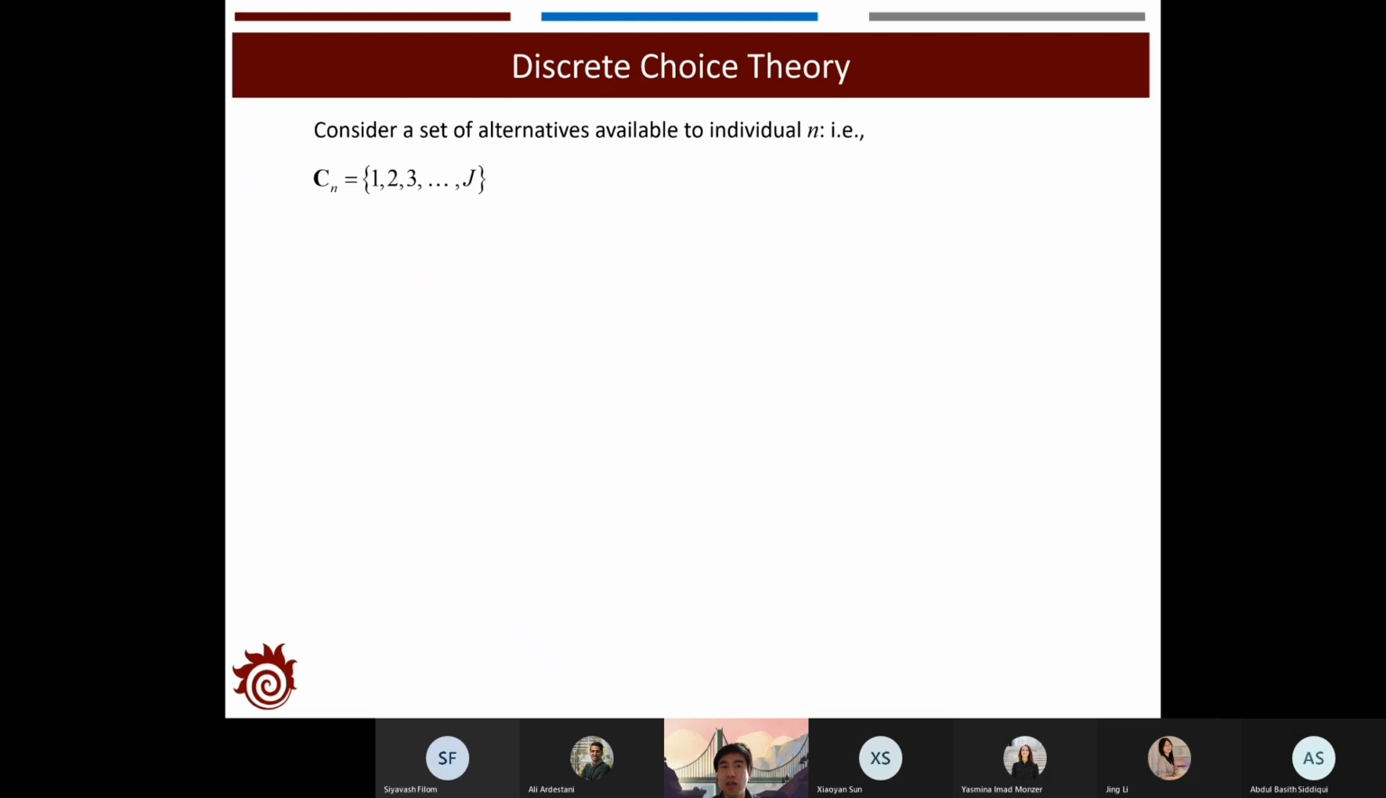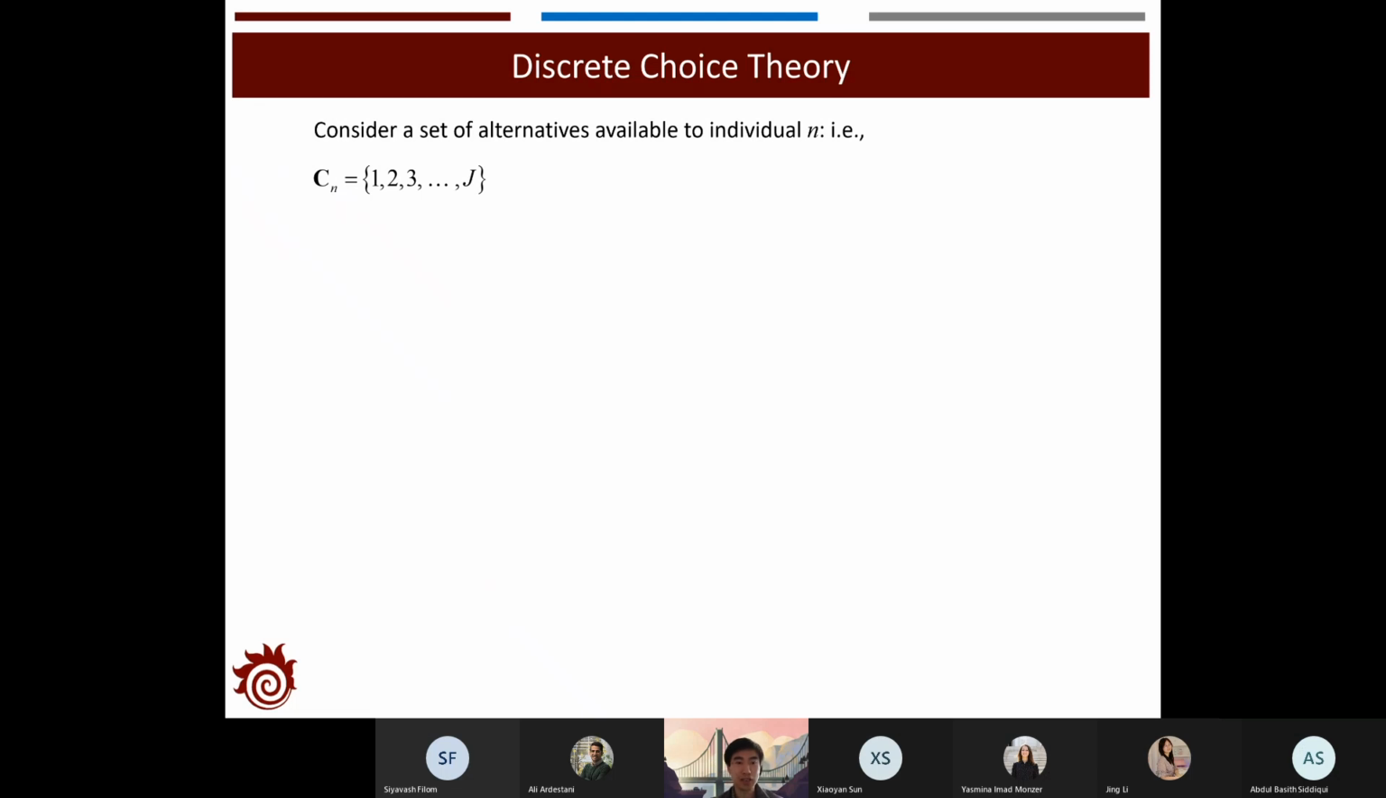which gives us some fundamental theories about how individuals make selections. Here, let's start with the theory part. First, let's consider the set of alternatives available for individuals, for example, the different types of transportation mode.